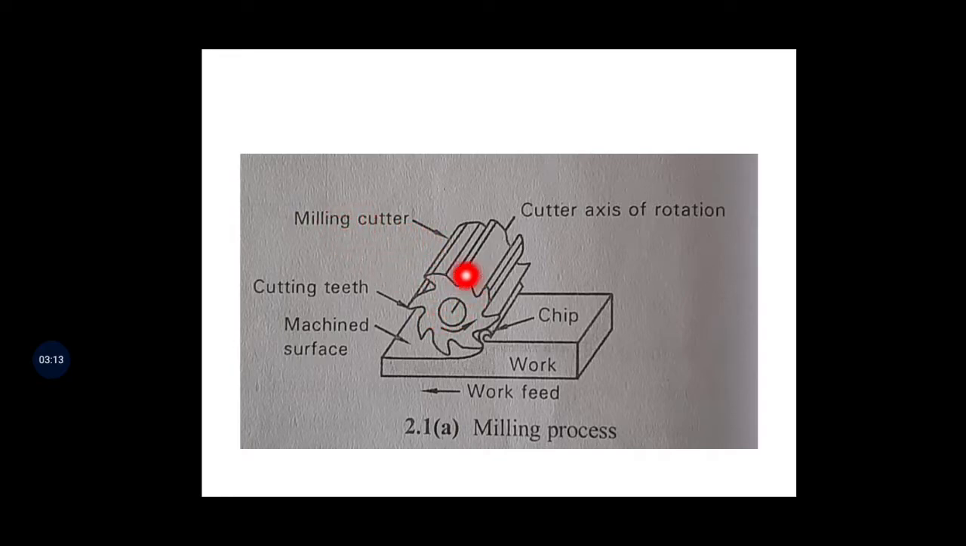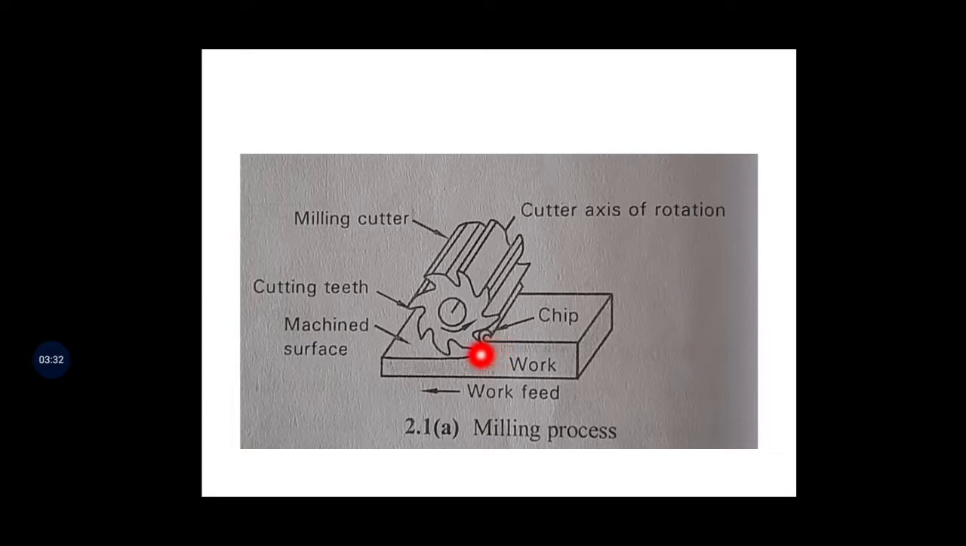For that, the milling cutter is used. These are the cutting teeth, so many cutting teeth are there. The work is fed like this, that is, the workpiece is moved. The workpiece is fixed on the work table, and we give a linear feed like this.